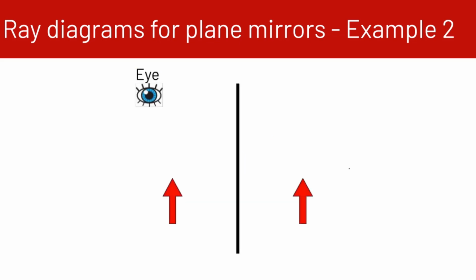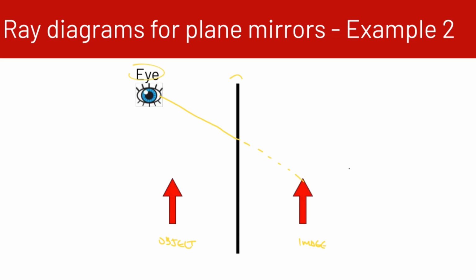All right, we got a second example here to draw a ray diagram for this object here. And here's the image. Here's our mirror. And here's our eye. So the first thing we're going to do is draw a ray from the eye to the image. I like to draw a dotted line past the mirror to the image. This signifies that there's no light making it past the mirror to the image.